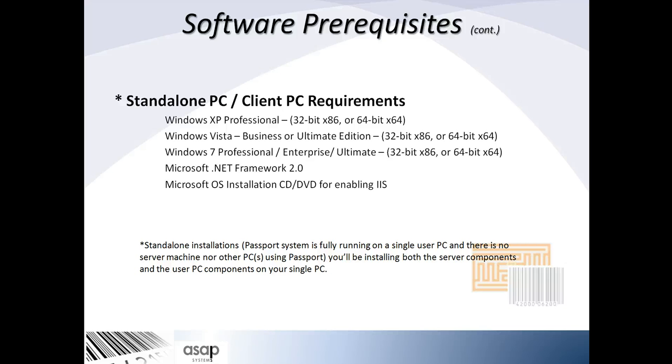For a standalone PC or client installation, you'll also need to be running either Windows XP Professional, Windows Vista, either Business or Ultimate Editions, or Windows 7 Professional, Enterprise, or Ultimate Editions. Also make sure that the Microsoft .NET framework is at version 2.0 or higher, and that you have your Microsoft Windows operating system installation disk for the install session.